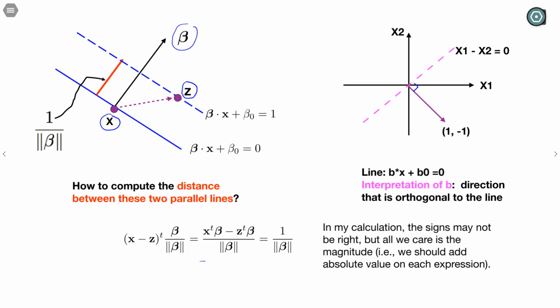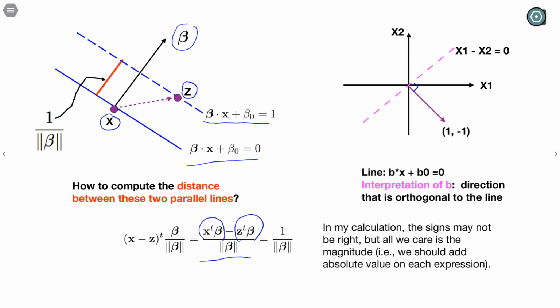Now, we just put the norm of beta in the denominator, and the numerator is x transpose beta minus z transpose beta. You're going to find out the numerator is actually equal to 1. Why? Because x is from this line, so x transpose beta is equal to minus beta 0. And z is from this line, so z transpose beta is 1 minus beta 0. So the difference is basically 1.